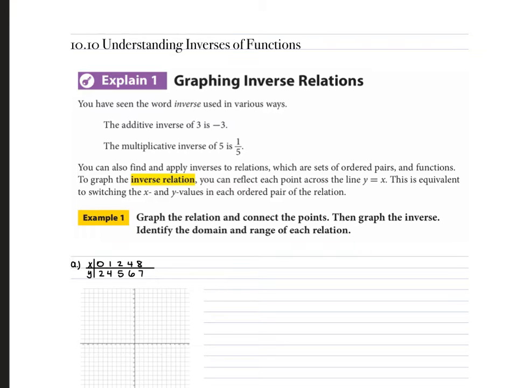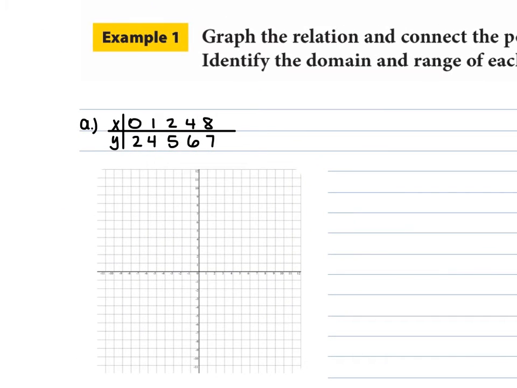Our first set of examples, we're graphing inverse functions. To graph the inverse function, you can just reflect each point across the line, or, like I said, you can switch your x and y, and we're also giving the domain and range. For this first one, we have ordered pairs of (0, 2), (1, 4), (2, 5), (4, 6), and (8, 7). Our domain is our x values, so that's 0, 1, 2, 4, and 8. Our range are our y values, so that's 2, 4, 5, 6, and 7.